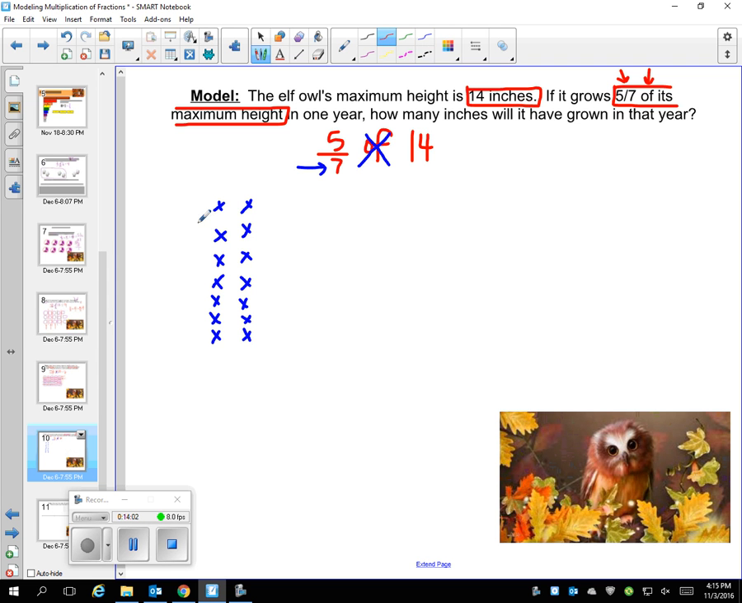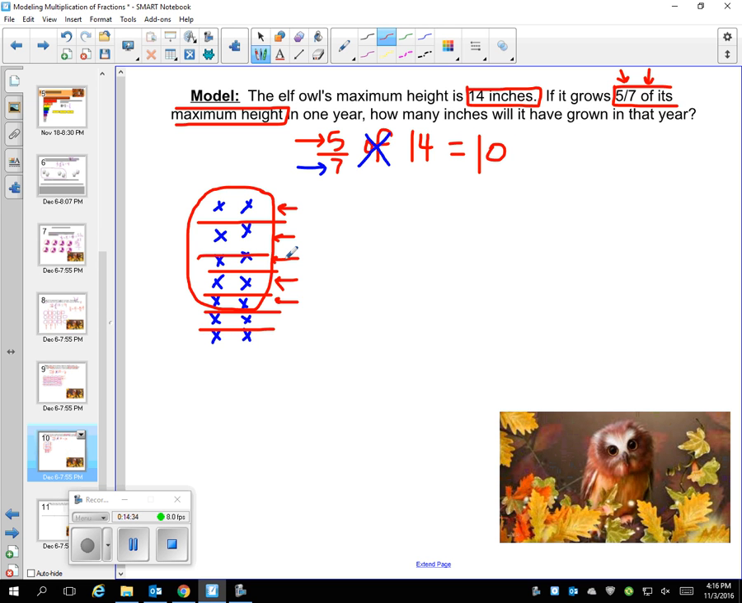So I'm going to put 2 in each group. And I need 5 of those. So that's this one, 2, 3, 4, 5. So all of these are the inches that I need. Well, I have 5 and there's 2 in each group, so I know that's 10. 10.